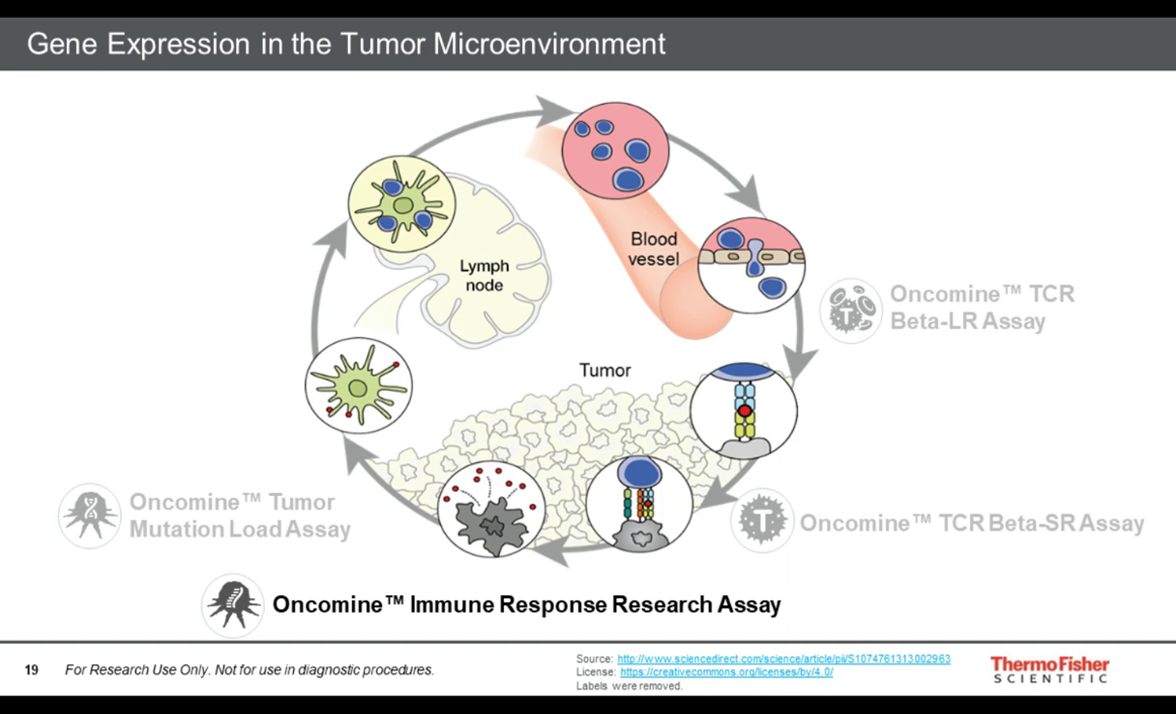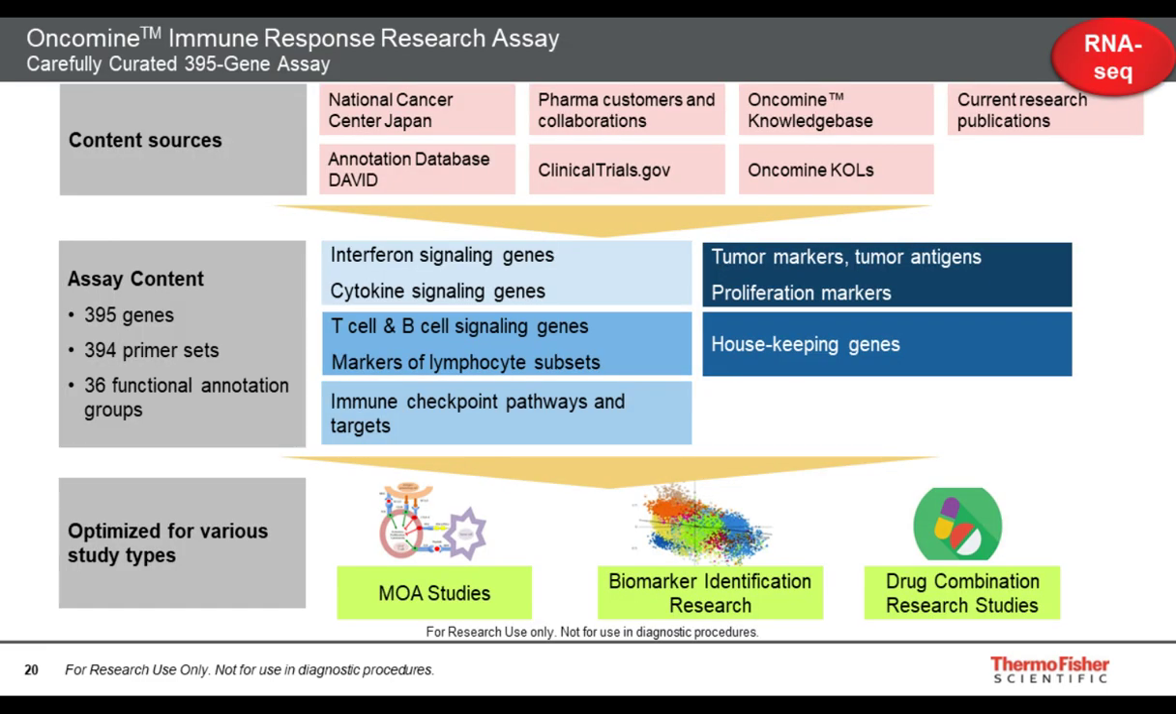So I'd like to move on now to talk about our Oncomine Immune Response Research Assay. This is another assay that's intended for study of the tumor microenvironment. This panel is a targeted RNA expression panel focused on just under 400 genes. When we designed this panel, we wanted to make it sufficiently broad to capture the composition of the tumor microenvironment, while at the same time keeping it sufficiently focused to enable high sensitivity.